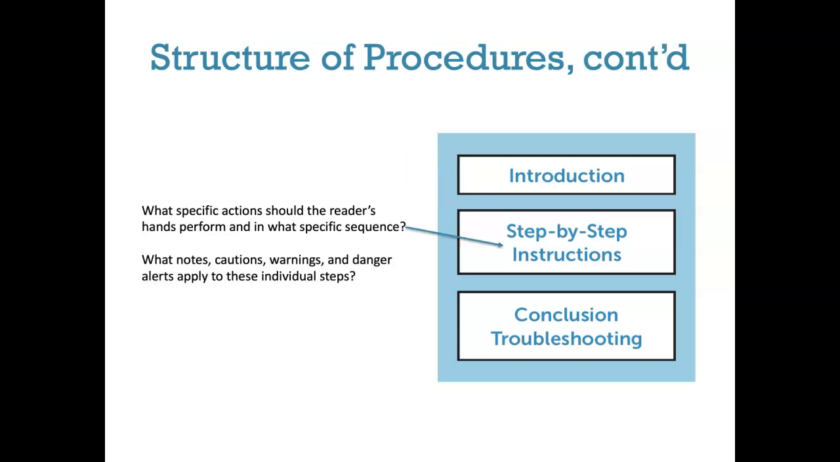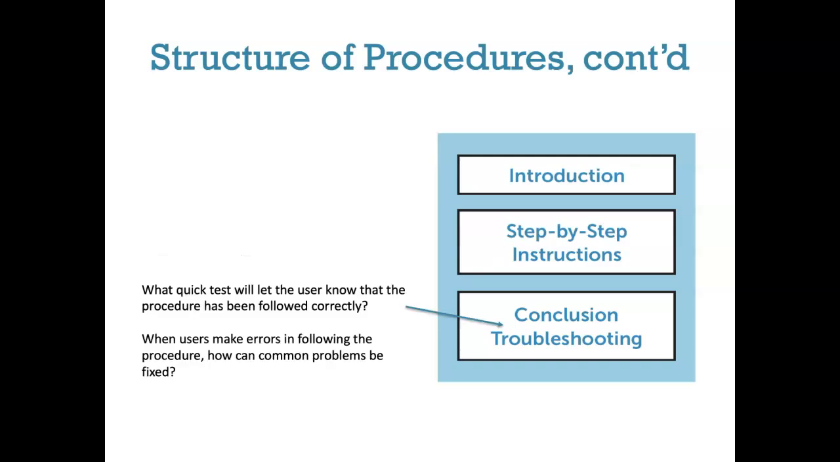Next, you get into the actual step-by-step instructions. What specific action should the reader's hands perform and in what specific sequence? Along the way, you're going to let them know what notes, cautions, warnings, and danger alerts apply to each individual step. Finally, you have your conclusion and troubleshooting. What quick test will let the user know that the procedure's been followed correctly? And if the user has made errors in the procedure, how can those problems be fixed?